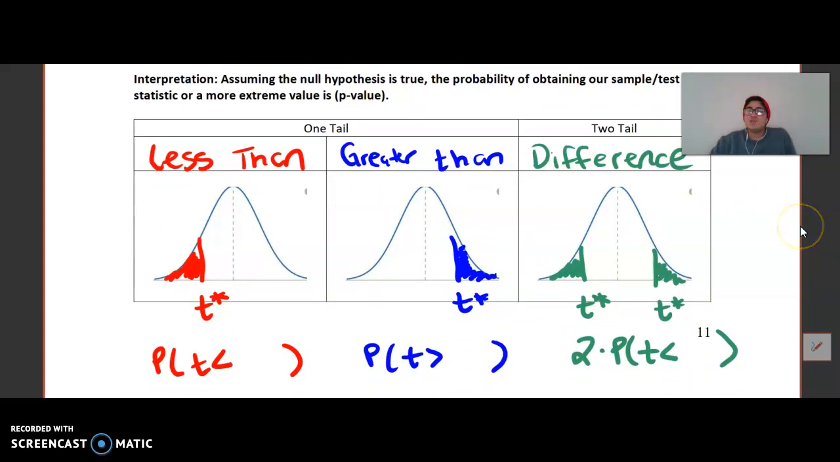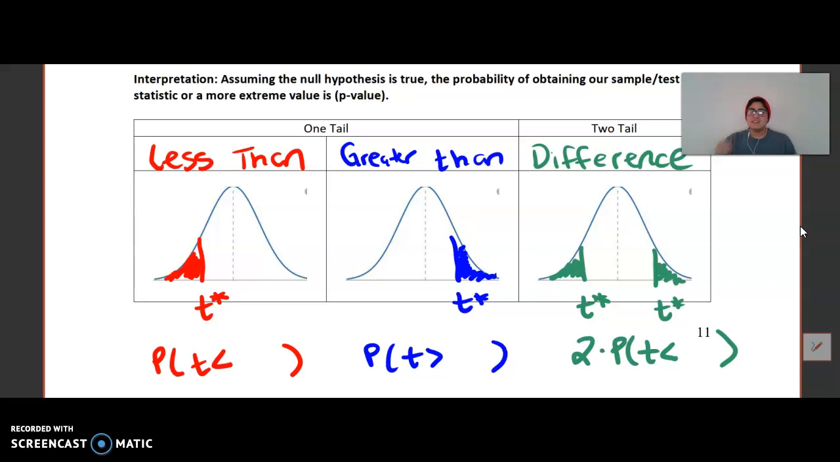Now again, we have two types of tests for hypothesis testing. We have a one-tail test and a two-tail test. Now the direction of the one-tail depends on the alternative hypothesis that you're testing. Is it less than? Is it greater than? A two-tail test is just suggesting that you're noting that there is some difference from the historical values.